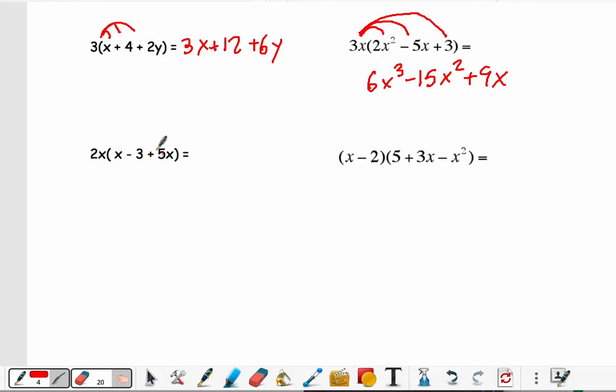Go down here. We can actually simplify inside first, so it might be helpful to do that. This is just 6x minus 3. So we can distribute here. That's 12x squared minus 6x.